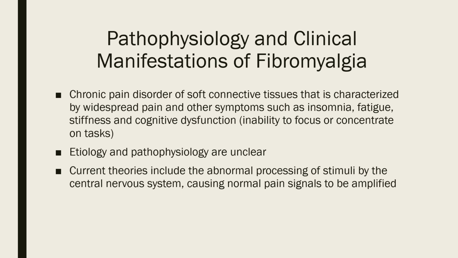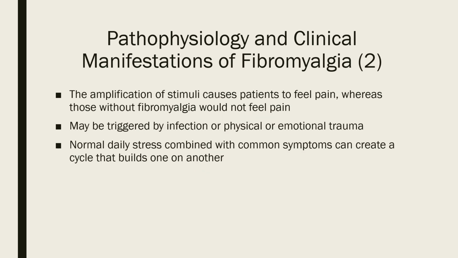Etiology and pathophysiology are unclear. Some current theories include the abnormal processing of stimuli by the central nervous system, causing normal pain signals to be amplified. So, clinical manifestations, the amplification of stimuli will cause patients to feel pain, whereas those without fibromyalgia would not feel pain. This can be triggered by an infection or physical or emotional trauma. Normal daily stress combined with common symptoms can create a cycle that will build on one another.